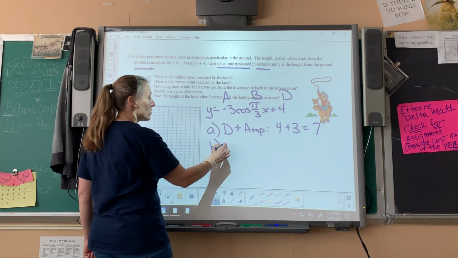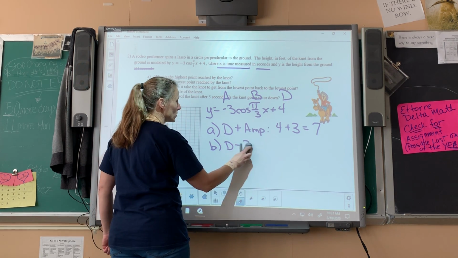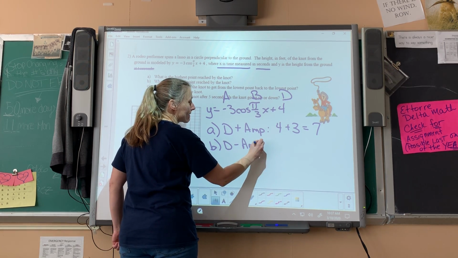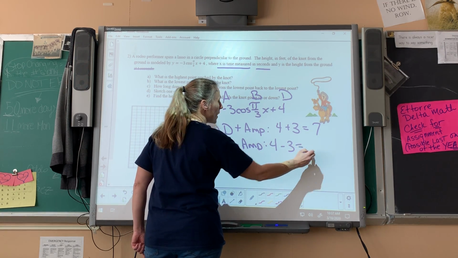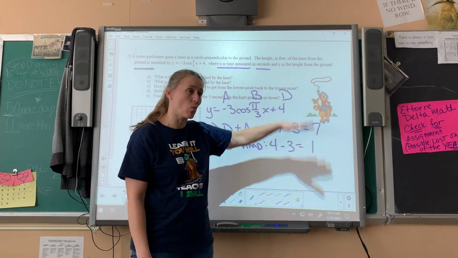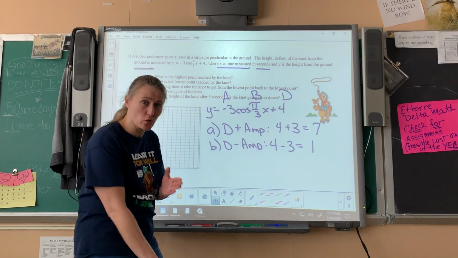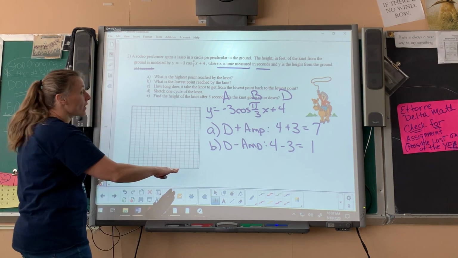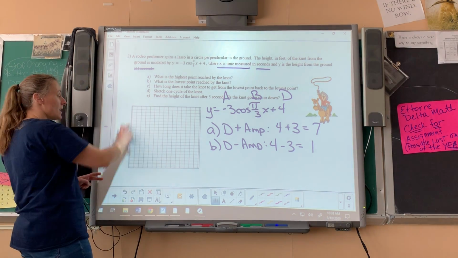B, they're asking for the lowest, so that's D minus the amplitude. So I did this last time. So it is 4 minus 3, or 1. This particular one, it all stays positive. It's going to bounce between 1 and 7. Meaning he's got this lasso thing, it's not going to go below the ground unless he's standing in a hole, which he's not. So when I do the graph, I can deal with this being the x-axis and that being the y-axis.